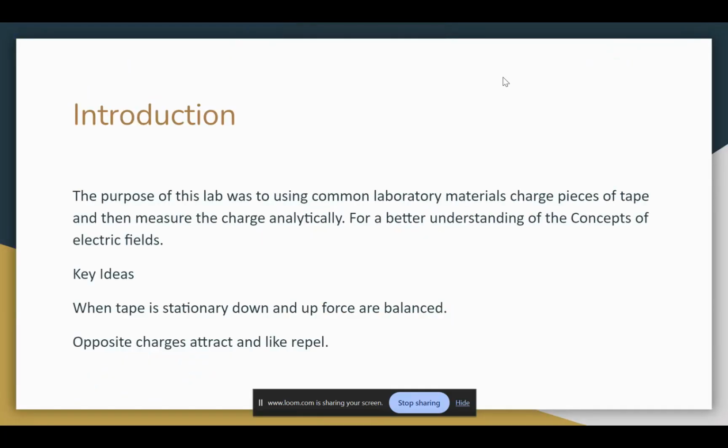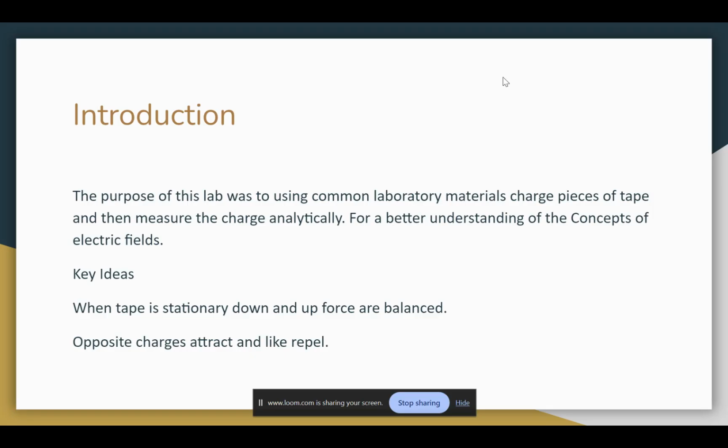The purpose of this lab was to use common laboratory materials, such as pieces of tape, to create and generate an electrical charge, and then from there, create and study an electric field, and then analytically solve the strength of that electric field. And this is all for better understanding of the key concepts of electric fields. Now we break down the key ideas.